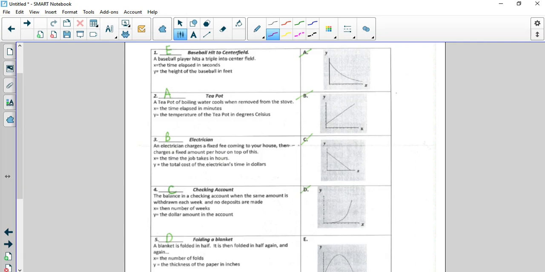Teapot, boiling water cools when removed from the stove. So as time goes, temperature decreases. That's an exponential decay.